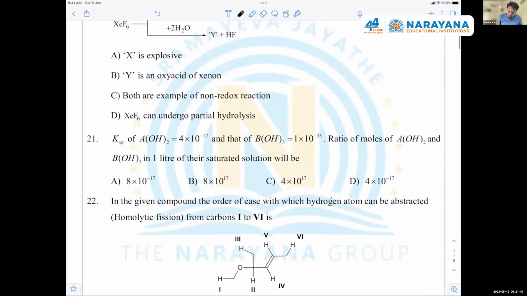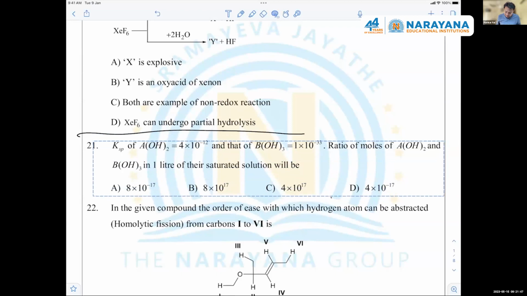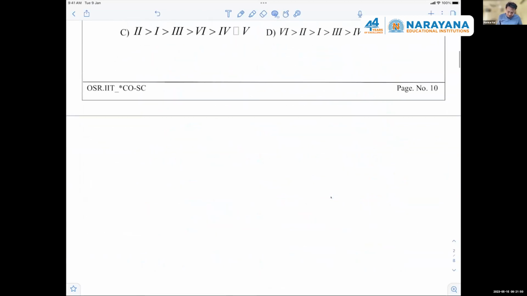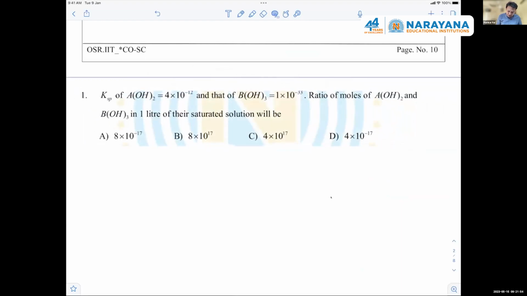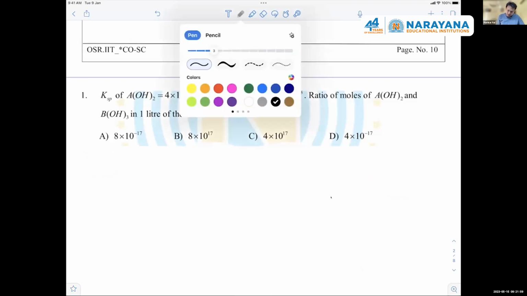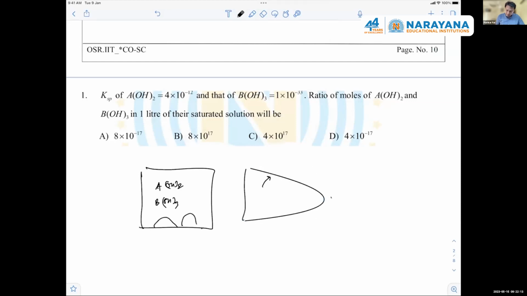They're basically talking about the solubilities. See, this is the question, and at the very first time it looks slightly confusing, what about the ratio of moles of this in 1 liter? And it is clearly given that if you're taking these two salts, A(OH)2 and B(OH)3, solids of this have been taken. So some amount will pass into the solution.